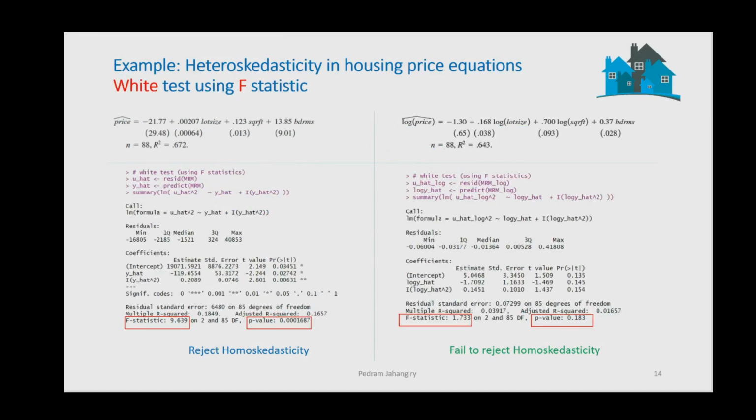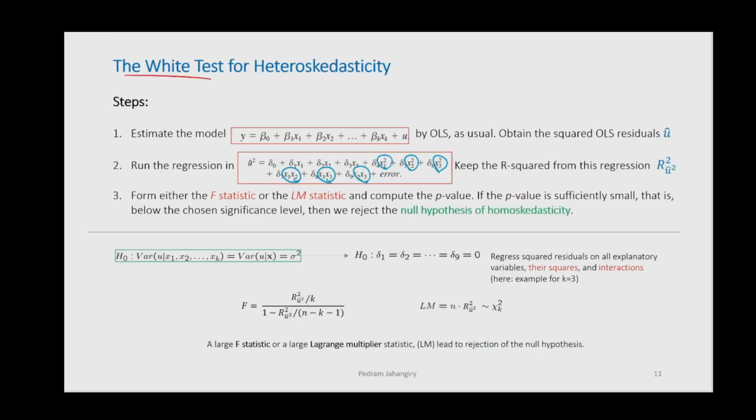Let's look at White F. Okay, so how do we do White tests? Again, going back to the slide, these are the steps. First, run the simple regression, call it MRM, then save the residual, then regress U hat squared on a more flexible form of X. It's not only X1, X2, X3, it's going to be X1, X2, X3, and quadratic versions and interaction terms, and then look at the F statistic and LM statistic.